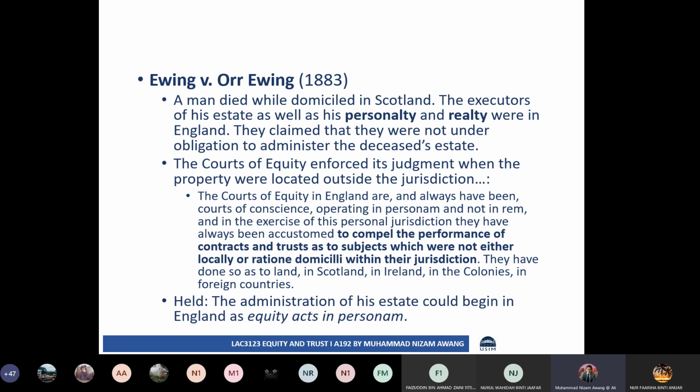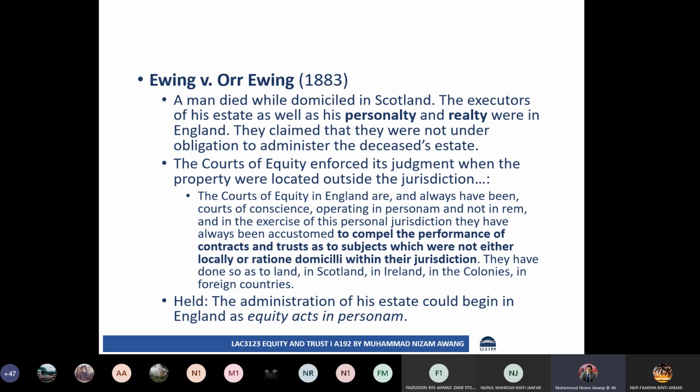In this case, the settlor was born and domiciled in Scotland. So there was about £400 of property left by the deceased, the settlor, in England, and about £20,000 of property left in Scotland. So that's basically the property left by the settlor, the deceased.